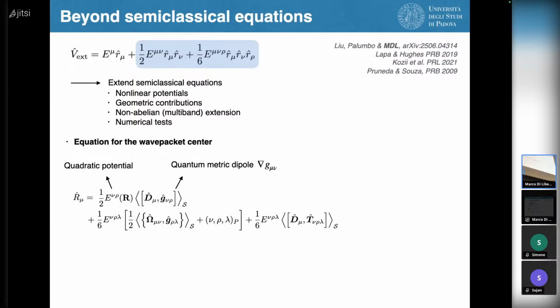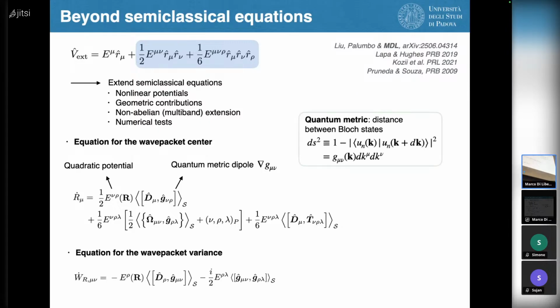This equation is about the non-abelian extension, yes. This equation is also about the non-abelian extension. The previous equations were the same, but abelian. But we also looked at the wave packet variance. My wave packet has some size. Does it change in time, and how? Sousa and Pruneda many years ago found out that the wave packet also changes in time with the linear potential case, and again, the metric dipole.